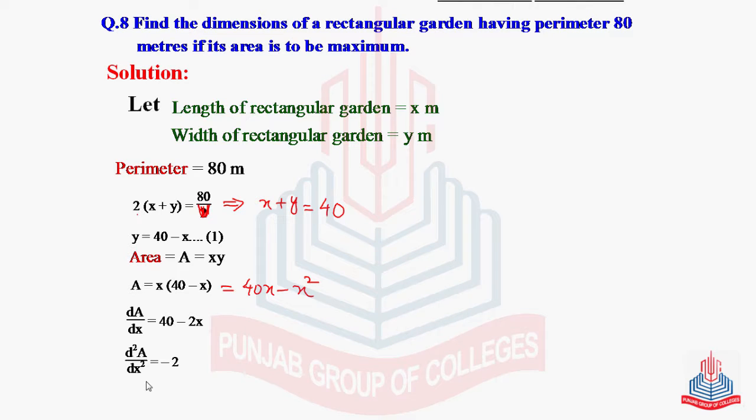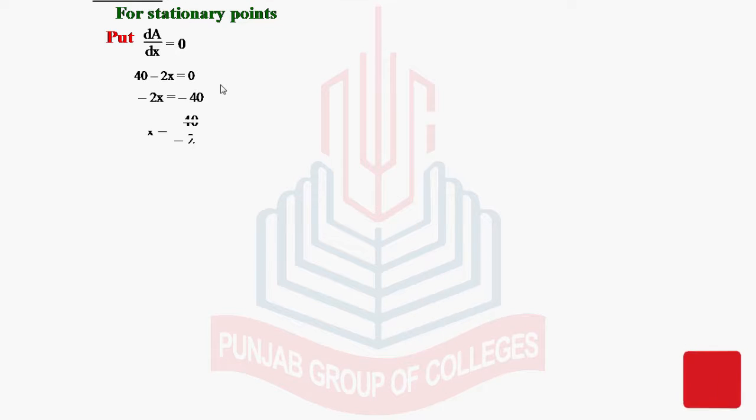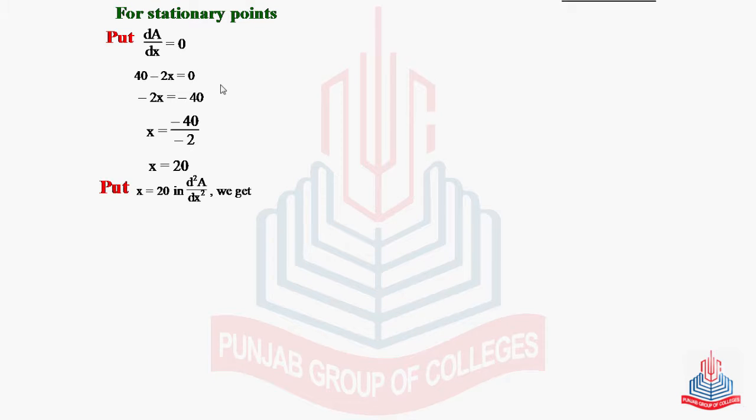For stationary points, or the point at which the area must be maximum, put the first derivative equal to 0, dA over dx is equal to 0, so 40 minus 2x is equal to 0, and from here x is equal to 20. Then put x is equal to 20 in our second derivative, so that we can conclude whether the area function is maximum or minimum.